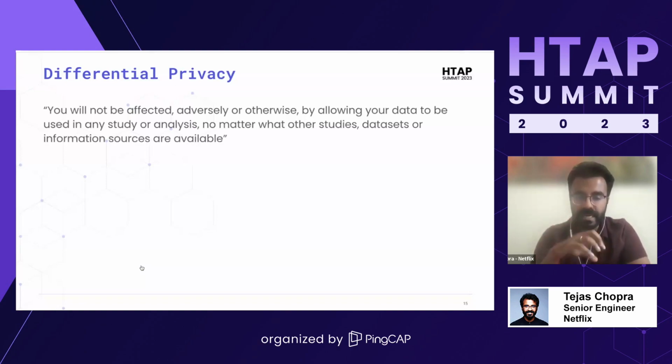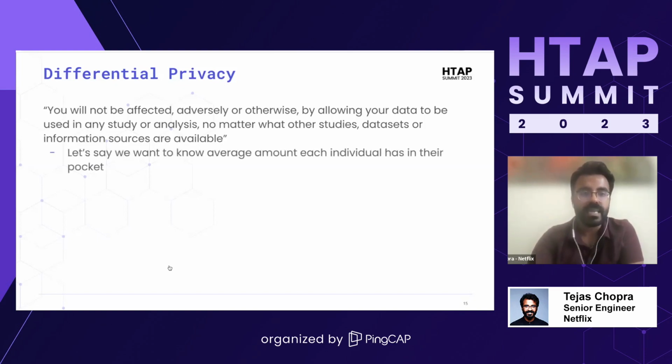Before I get into the details, there was no framework to measure how much privacy you are compromising when you share your data. And the claim of differential privacy is that you will not be affected adversely or otherwise by allowing your data to be used in a study, no matter what the study data sets or information sources are available. Now, this is a very long statement, so let me just break it down.